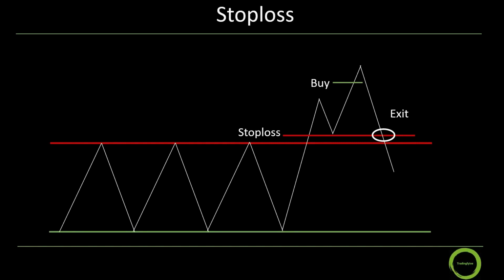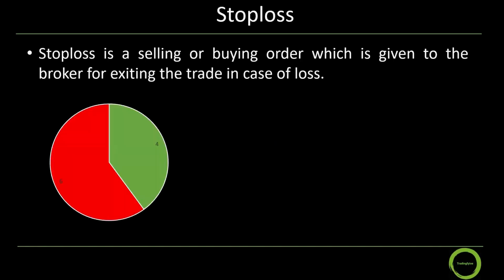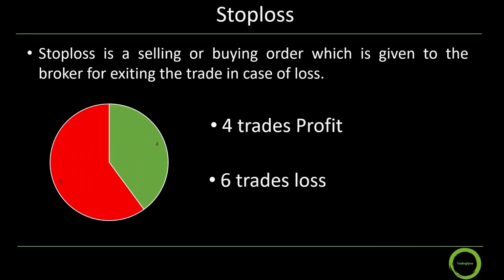Now let us look at some stats. Let's say that I made 10 trades, and as you see, among those 10 trades, 4 trades happen to be profit and in 6 trades I made loss. Now any beginner who is not familiar with stop loss will say that, man, your 6 trades are going in loss and your portfolio might be in complete red. Well, that's not the case if I am using a stop loss.